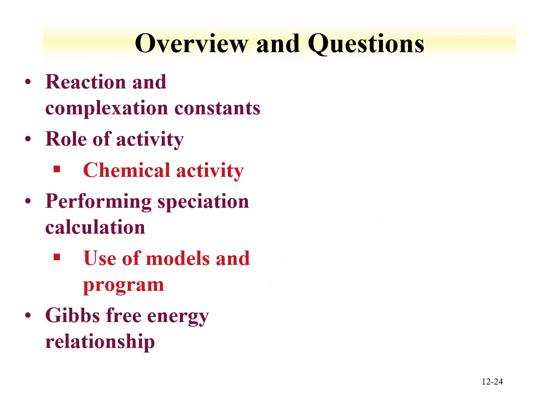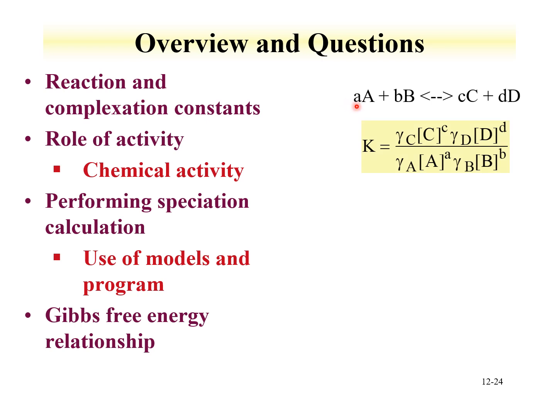What was presented in this lecture includes reaction and complexation constants and the role of activity, chemical activity, in those constants. As was shown here, we can have a reaction where we get some reactants going to some products. The complexation constant, or some equilibrium constant, is shown here where we have the products divided by the reactants. Here we have the chemical activity included. So these are the equations that we use to determine speciation. If we have this value known at equilibrium, we can determine the relative concentration of each species.